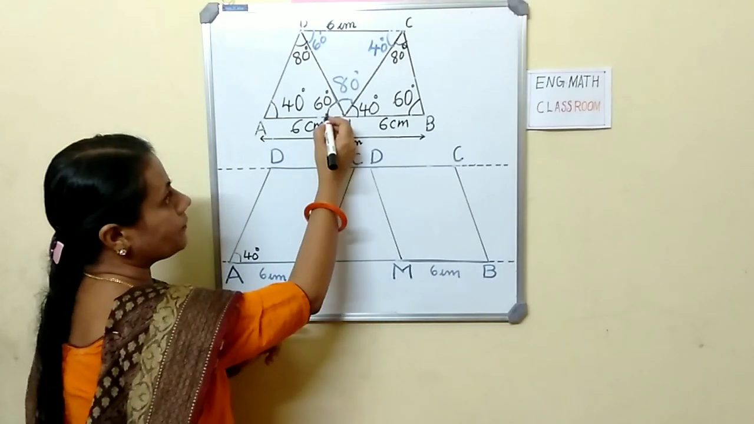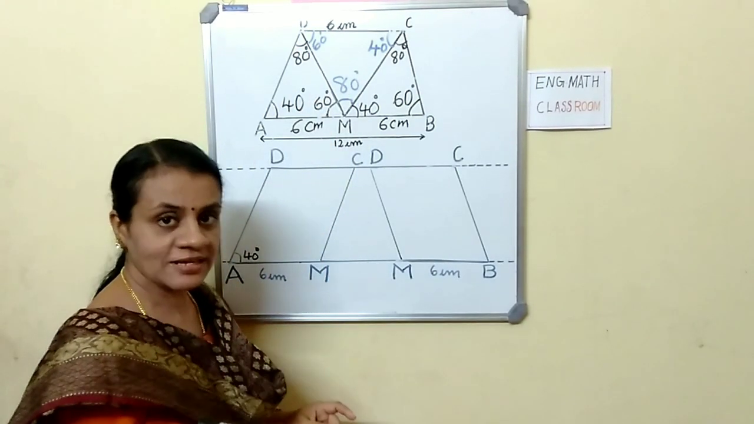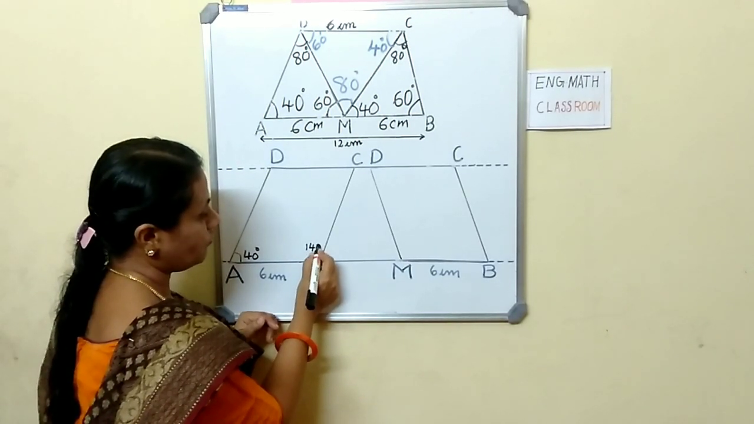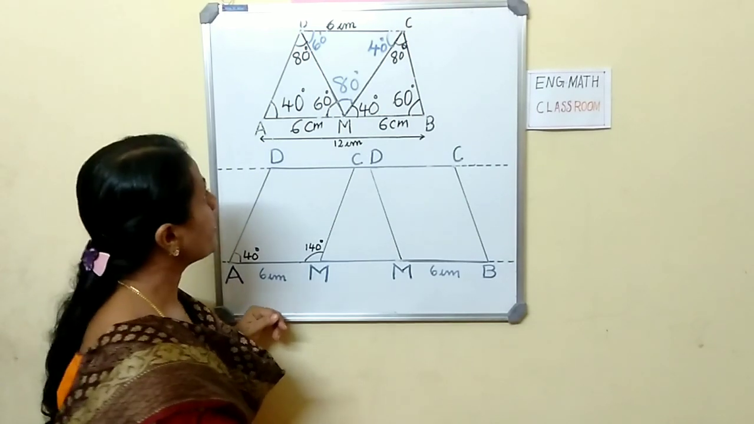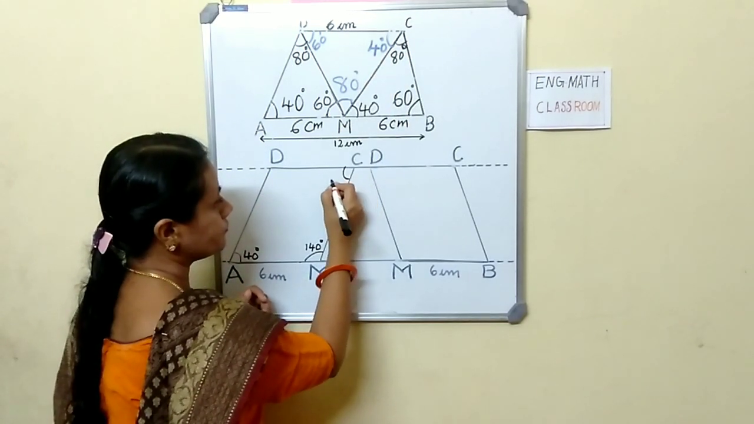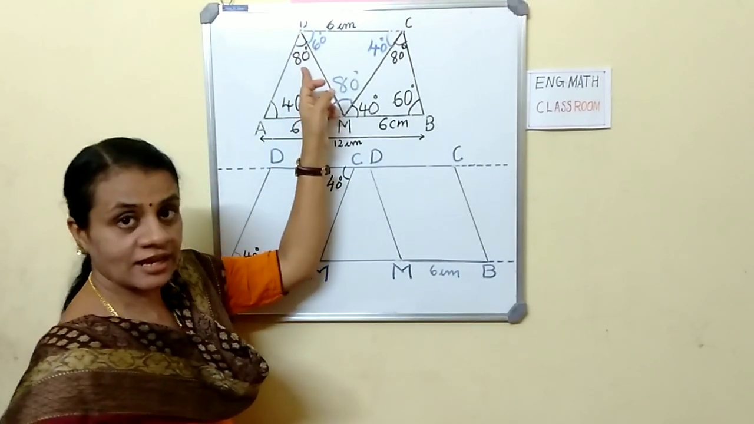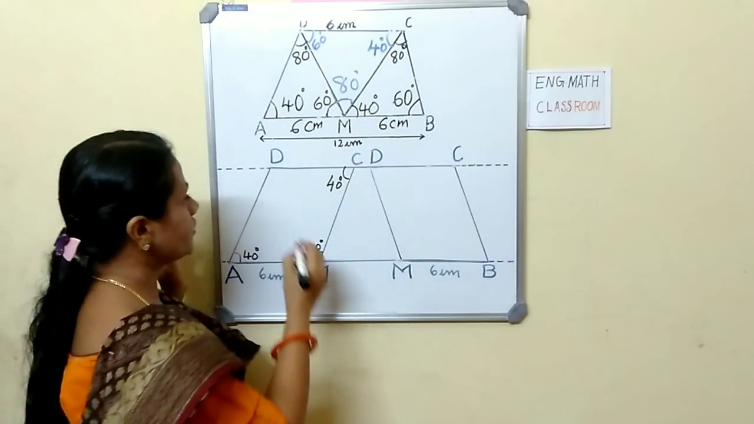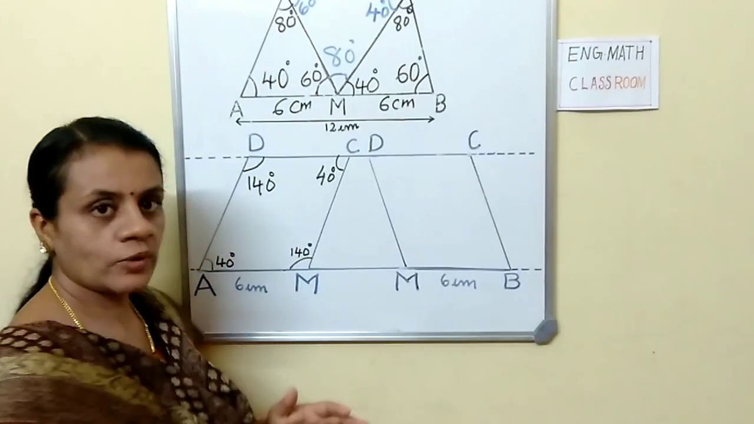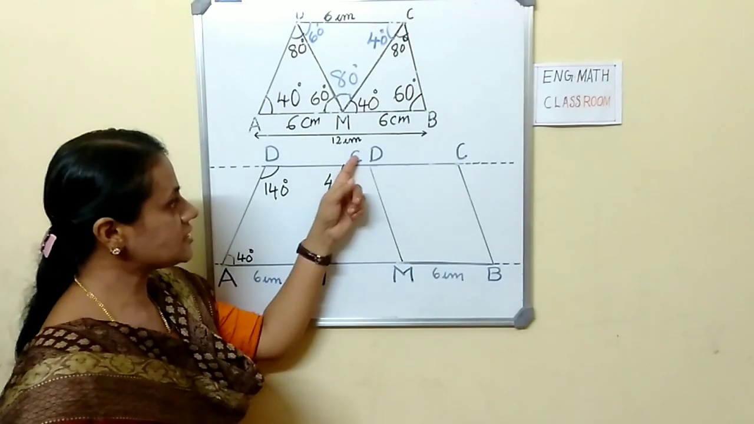What is angle M? Angle M means 60 plus 80. What is 60 plus 80? 140 degree. Again, angle C here is 40 degree. And angle D here again 80 plus 60, that is 140 degree. Okay, now we have written the angles of quadrilateral AMCD.